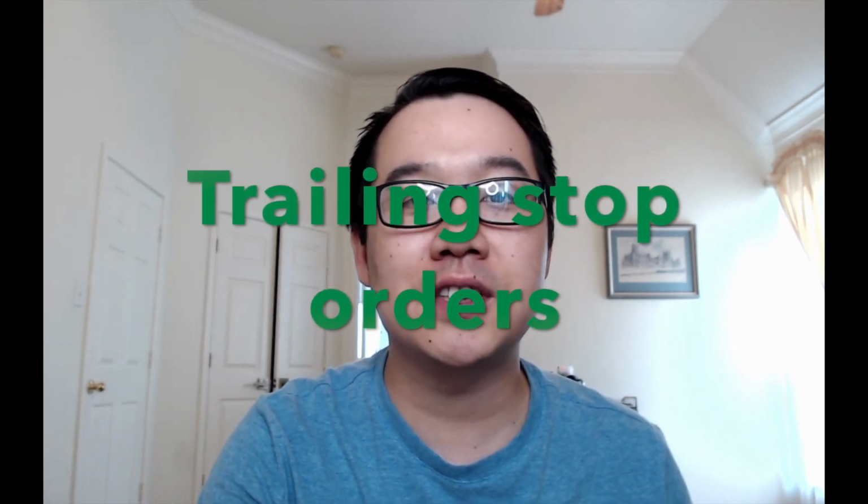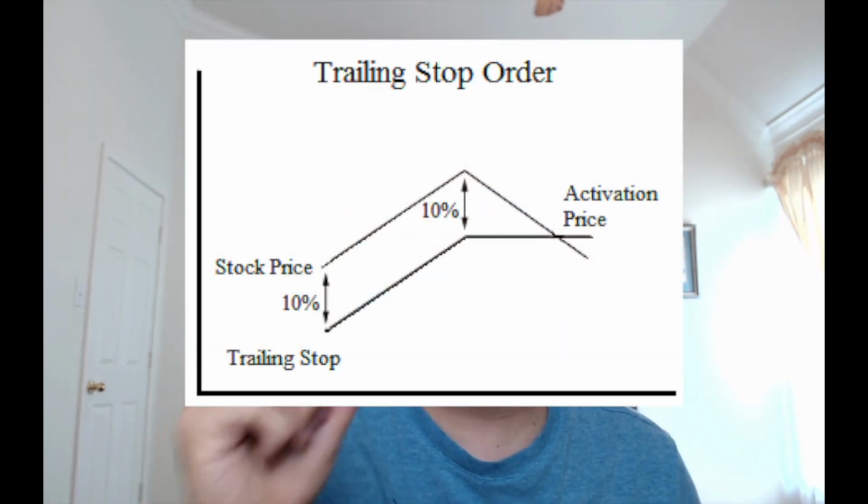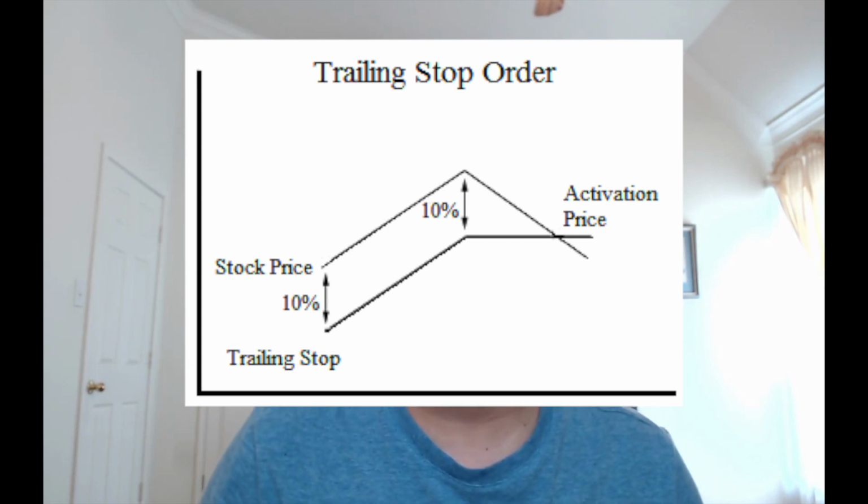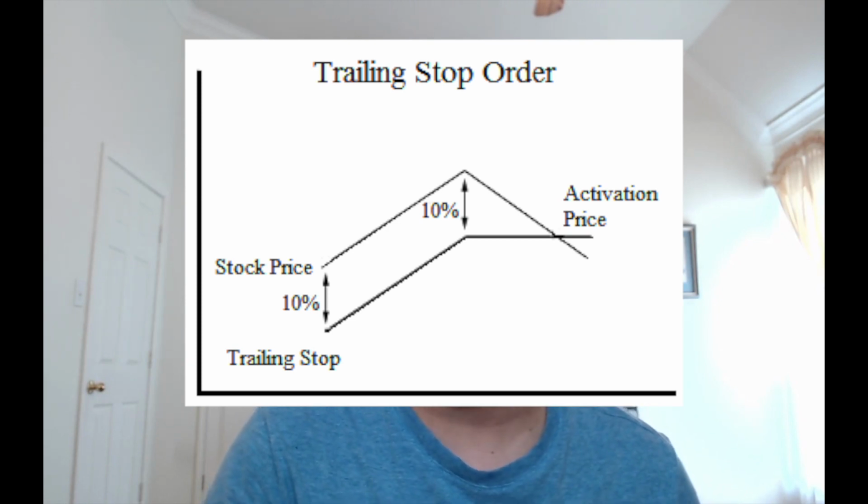And then there's another wrinkle I want to throw on top of this, and that's trailing stop orders. These work for both buy and sell stop orders, but essentially your order trails the best price by a fixed dollar amount or a fixed percentage.